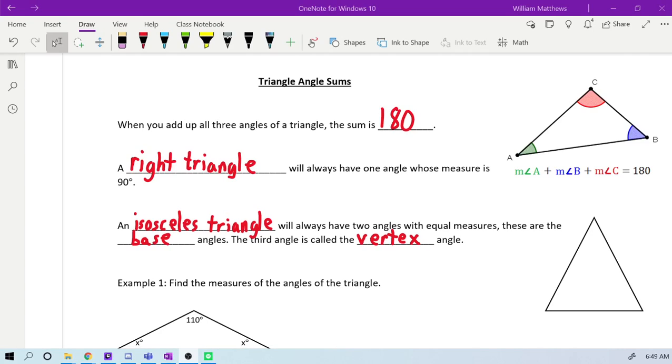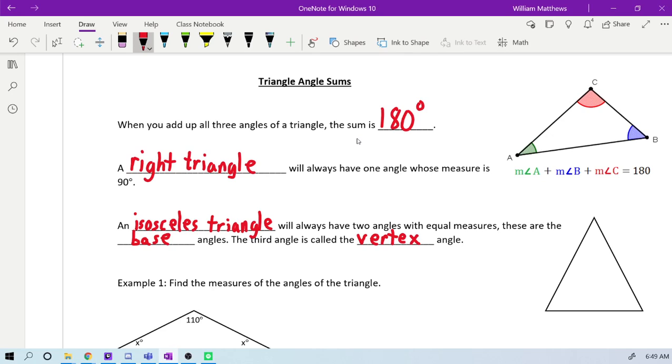Today we'll be going over triangle angle sums. When you add up the three angles of a triangle, the sum will always be 180 degrees. A right triangle will always have one angle whose measure is 90 degrees.